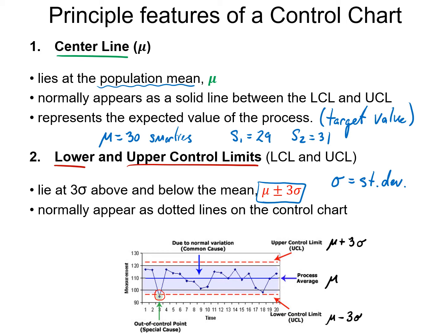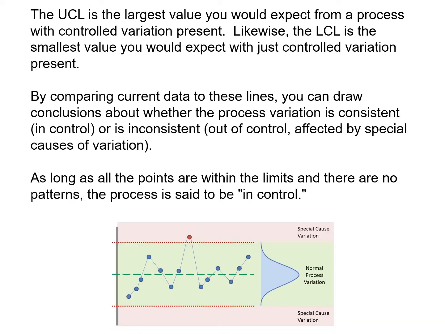So let's dig in a bit deeper. The upper control limit, UCL, is the largest value you would expect from a process with controlled variation. Likewise, the LCL, the lower control limit, is the smallest value you would expect with controlled variation. So those are our maximum points before any alarms are sounded. By comparing current data to these lines, you can draw conclusions about whether the process variation is consistent, in control, or inconsistent, out of control, and affected by special causes.